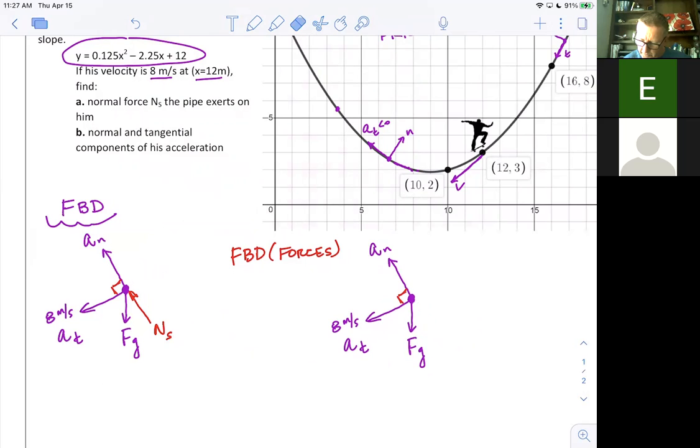I think just to make it look good, I'll redraw it like this. This would be the normal of the skater, and I'd have gravity pulling down, and this would be gone because it's not a force. Really, that's all I have right there. Do you agree with that, or is anything missing?